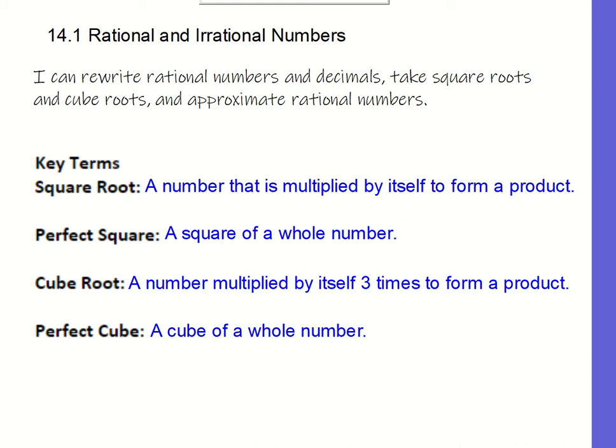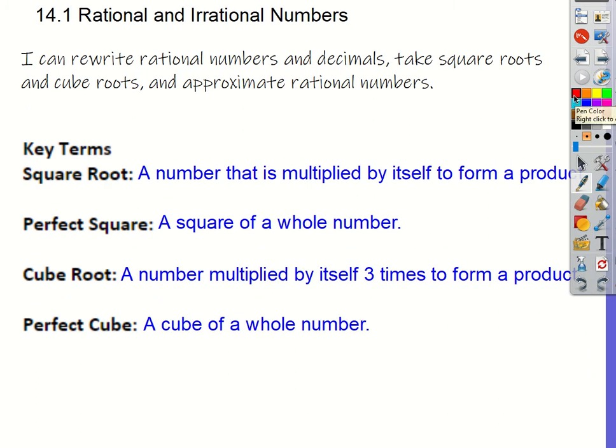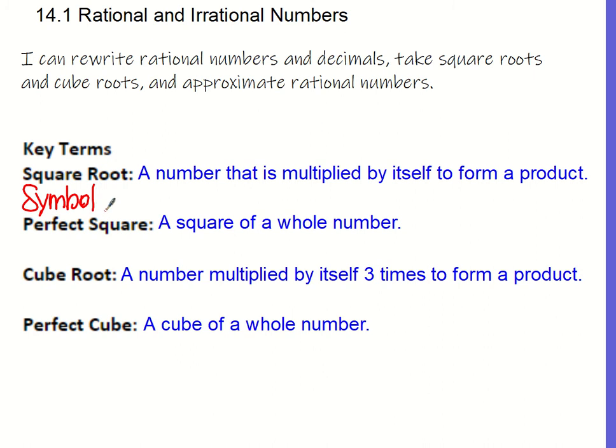Let's do the square root symbol. Let me go over that first. So I'm going to do some descriptions in here. Your symbol for square root, which most of you already know, looks like this. There's not a 2 there. You'll see when we get to cube root there will be a 3 here. So cube root, the symbol would look like this. The cube root, you'd have a 3 there above your square root symbol. So the symbol, a number that is multiplied by itself to form a product. Your symbol is square root.